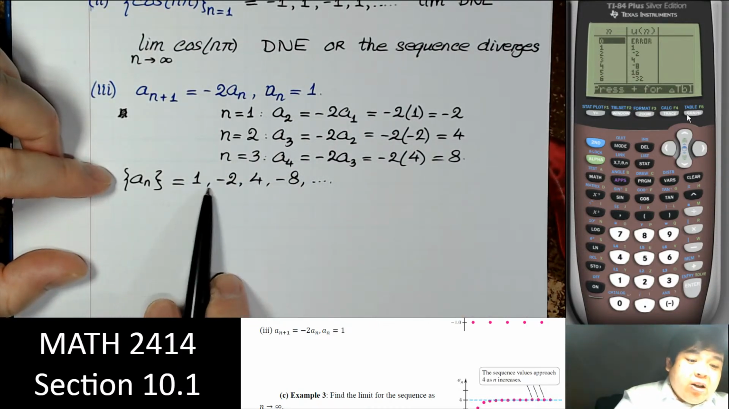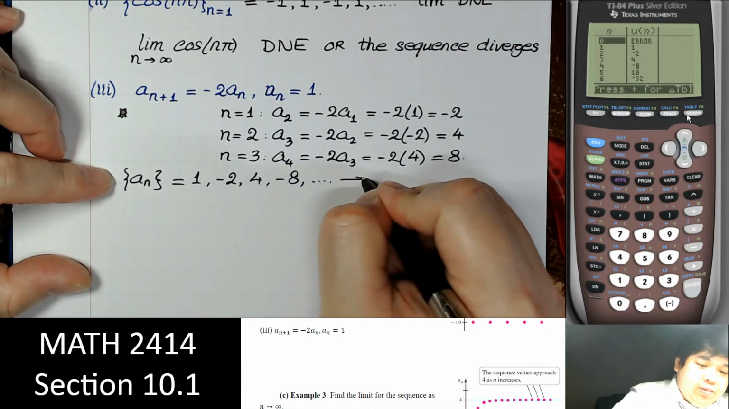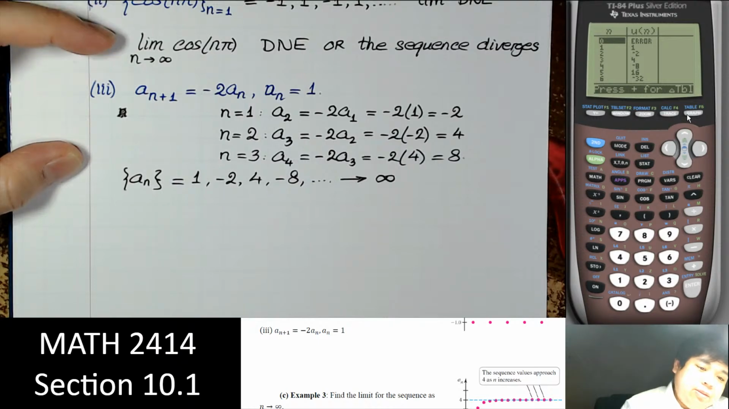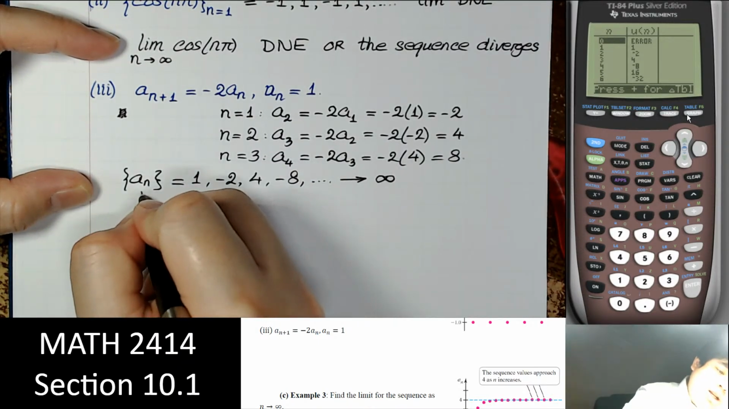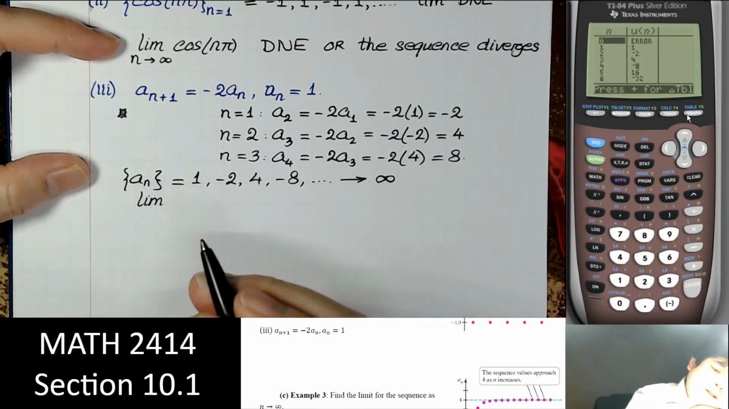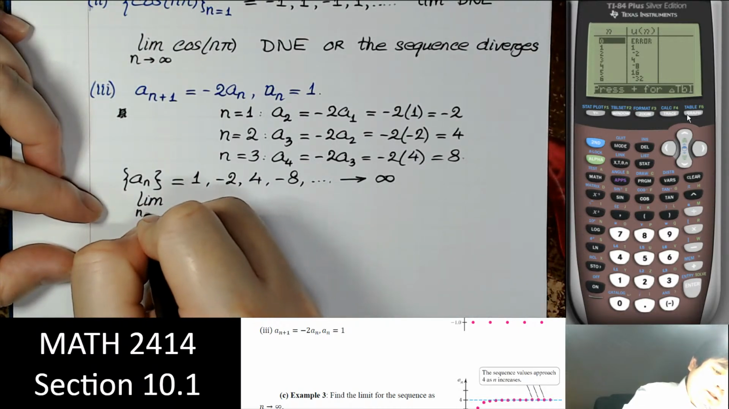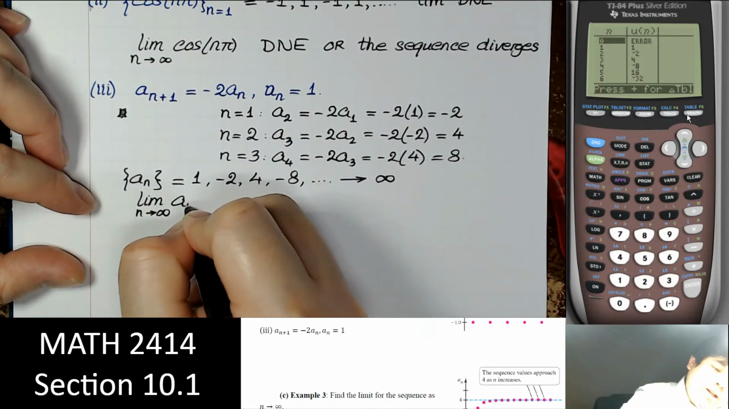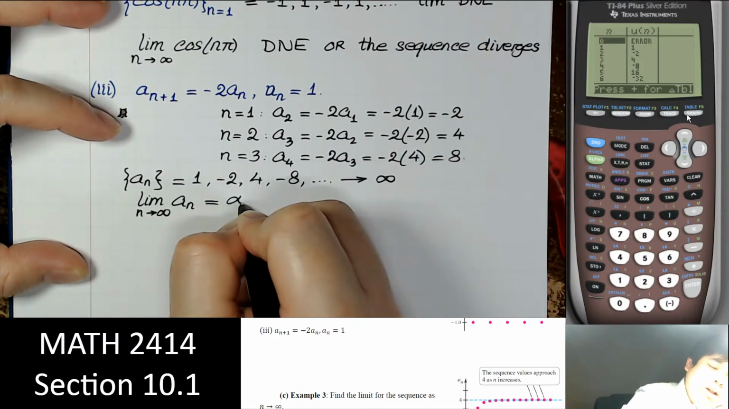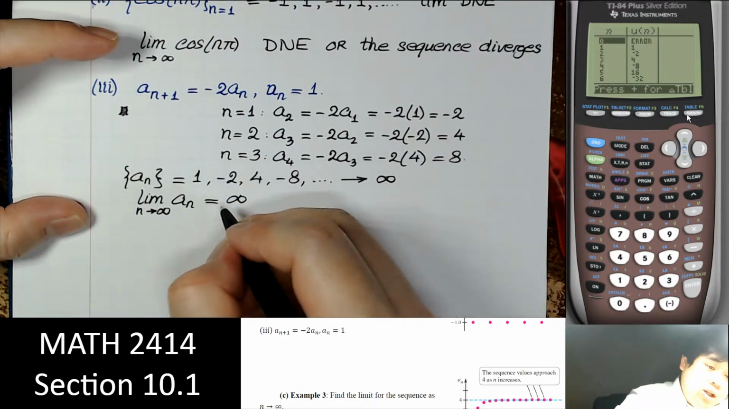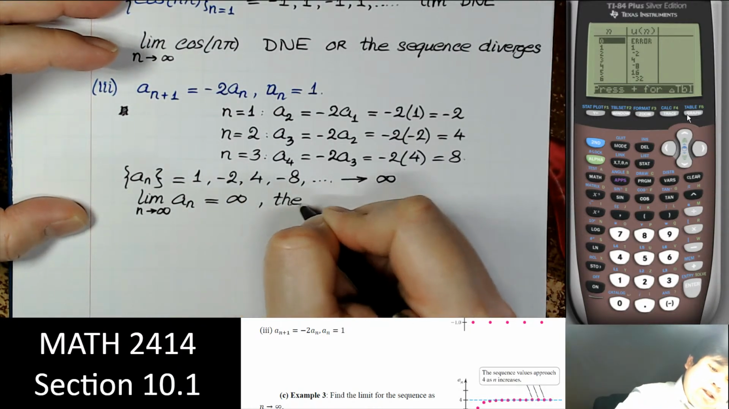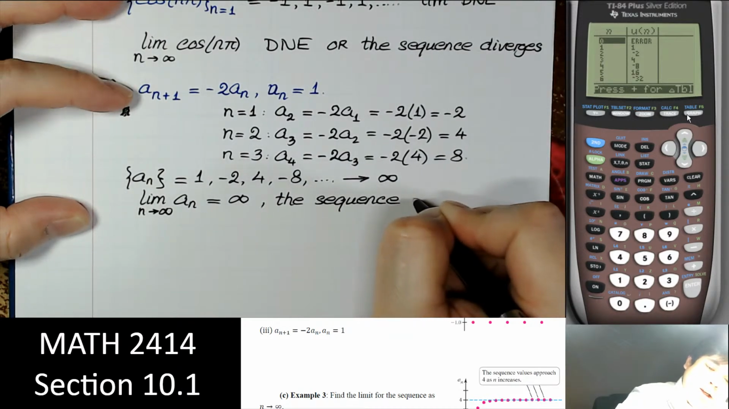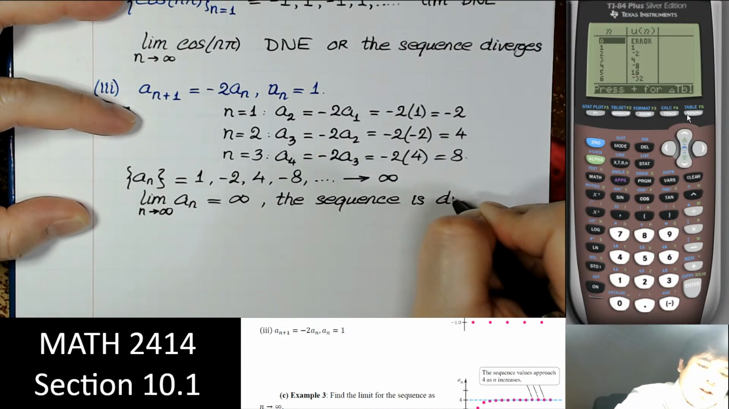And if this pattern continues, we will go to infinity. Or we say when n goes to infinity, a sub n equals infinity. In this case, we still say the sequence diverges or is divergent.